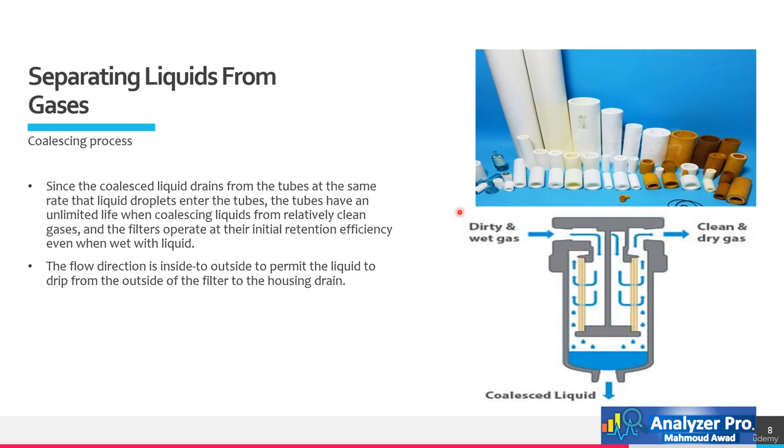Since the coalesced liquid drains from the tubes at the same rate that liquid droplets enter, the tubes have an unlimited life when coalescing liquids from relatively clean gases, and the filters operate at their initial retention efficiency even when wet with liquid. The flow direction is inside to outside to permit the liquid to drip from the outside of the filter to the housing drain.